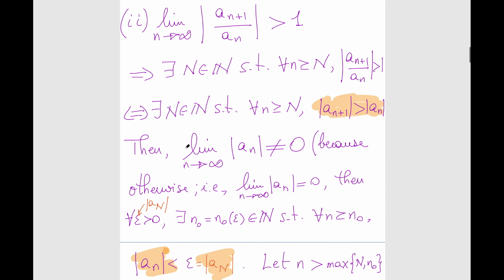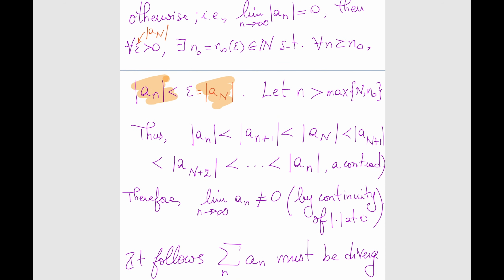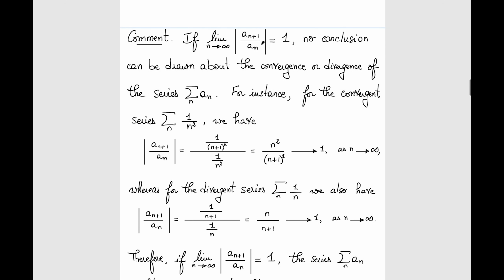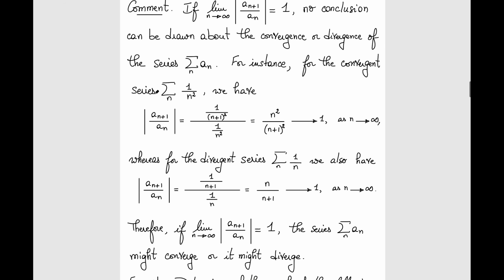All right, and as I promised you, I still have a comment that pertains to when the limit of the absolute value of that quotient is actually 1. Well, you cannot conclude anything, because there are cases where this happens for a series which diverges, and there are cases where this happens for a convergent series. Let me show you one of each. For example, consider the series whose terms are 1 over n squared. This is a p series with p being 2, so we know that this is convergent.